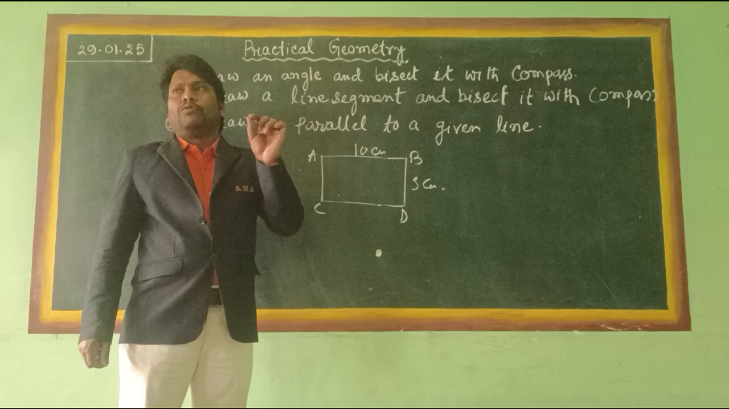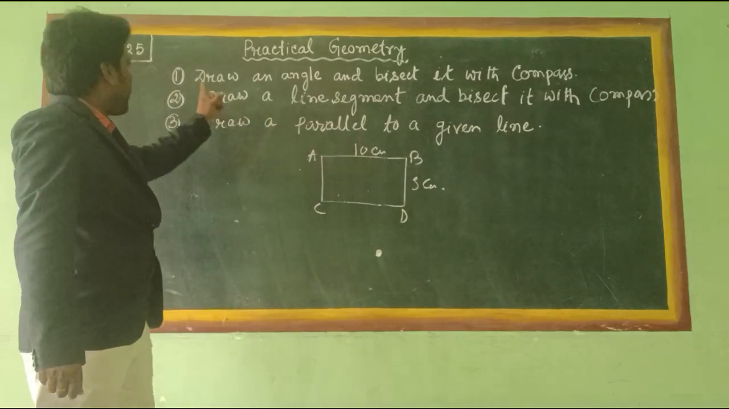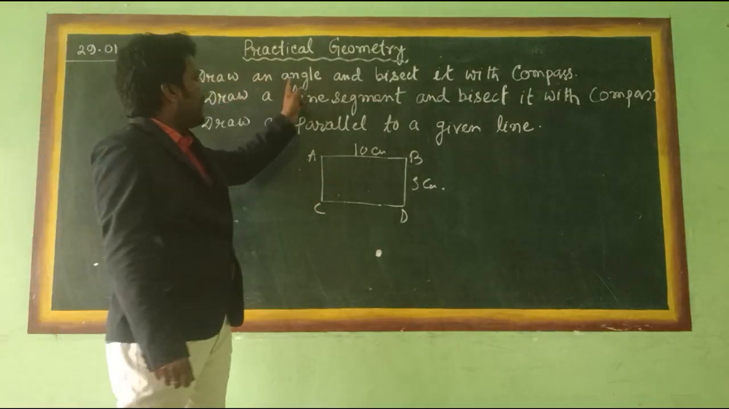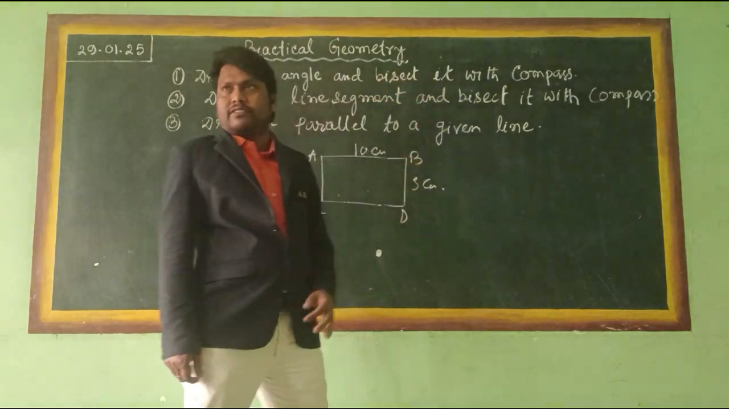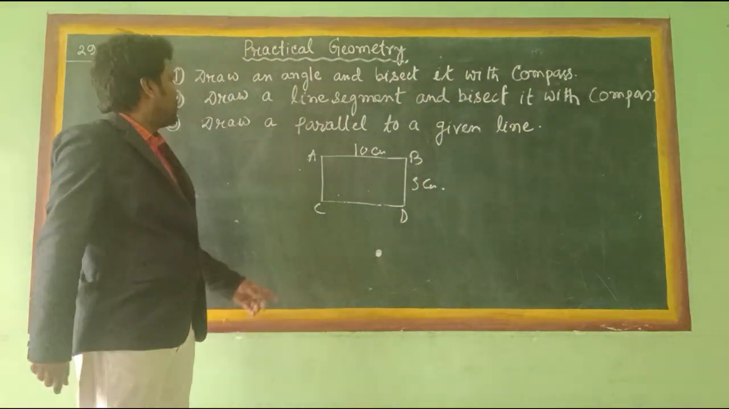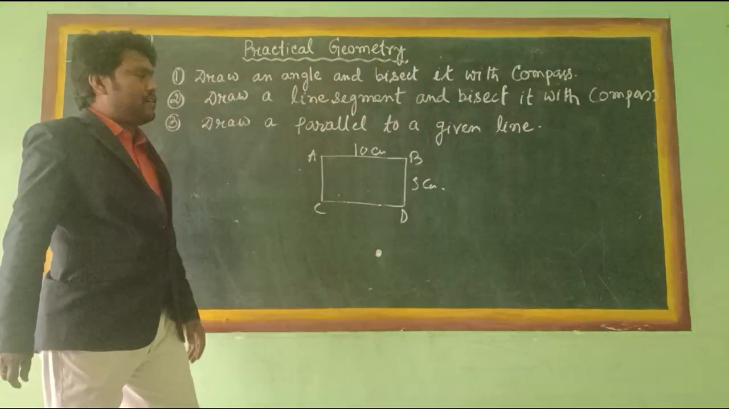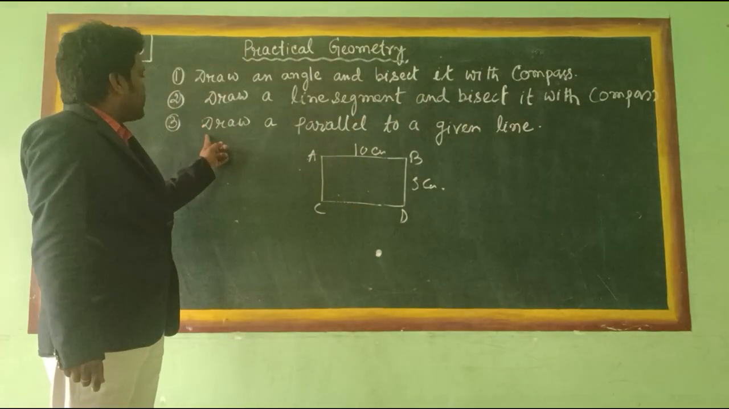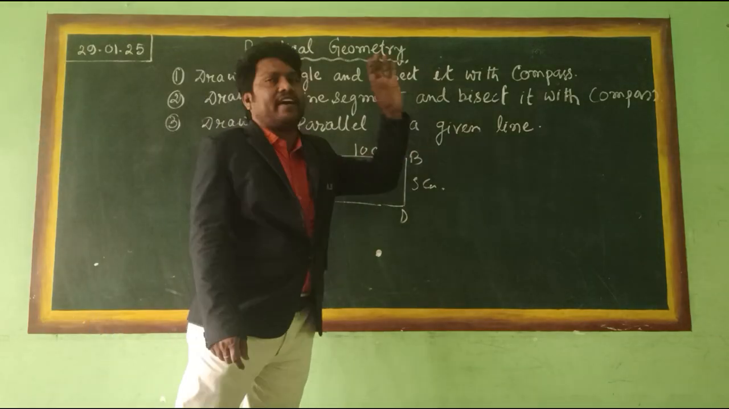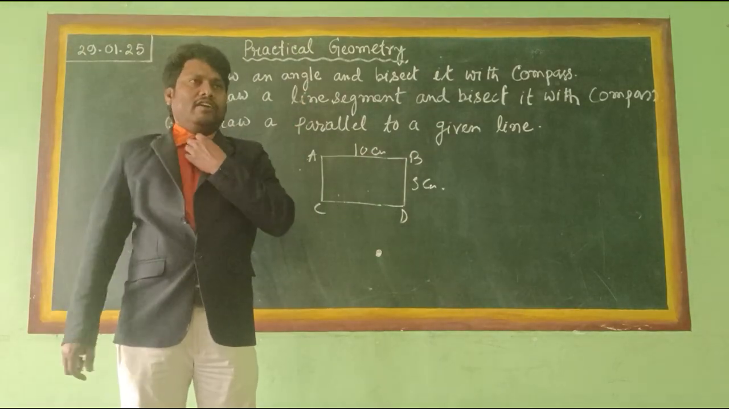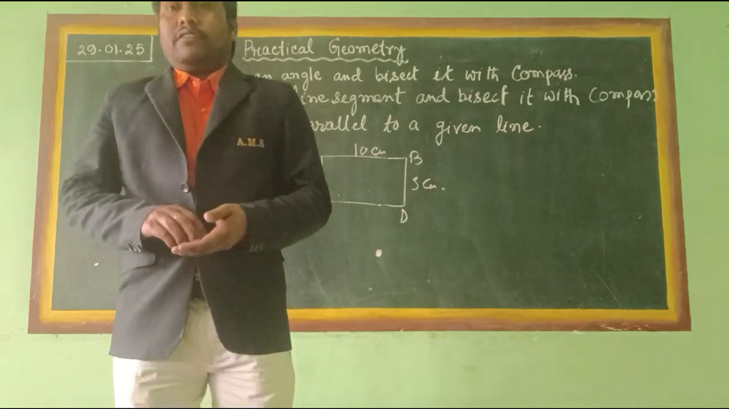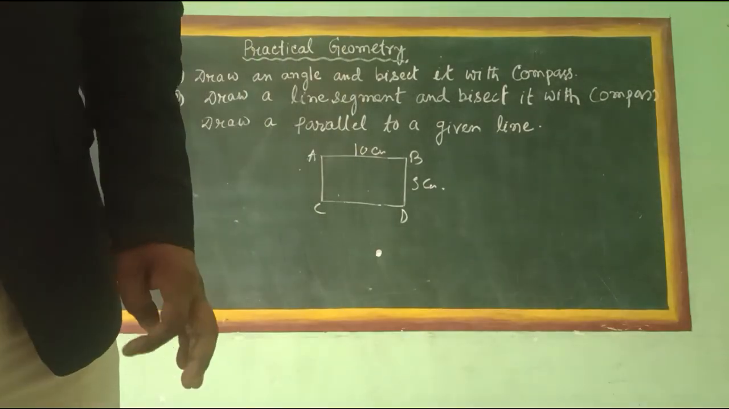Which topics we will discuss? Number 1 I have mentioned already. Draw an angle and bisect it with compass. Compass means pencil compass. Number 2, draw a line segment and bisect it with compass. Question number 3, draw a parallel line to a given line. Okay? Now I am going to start.